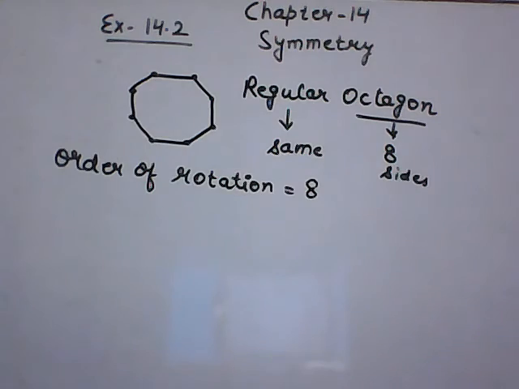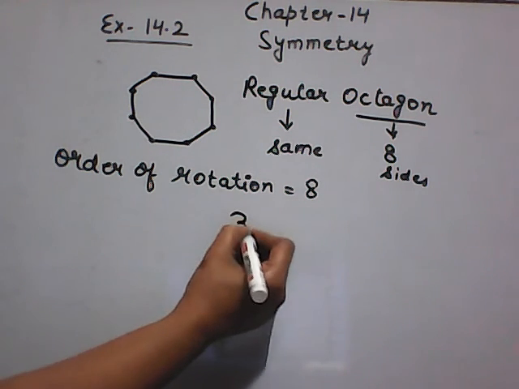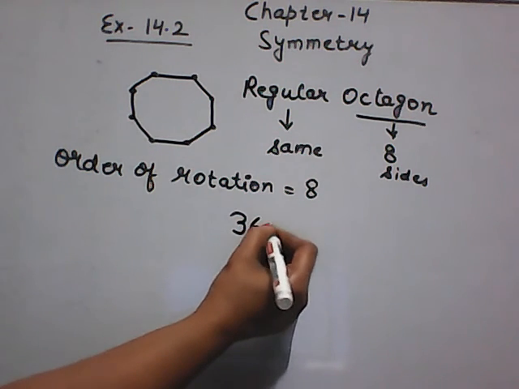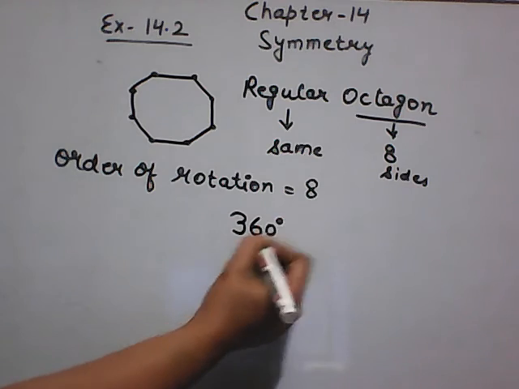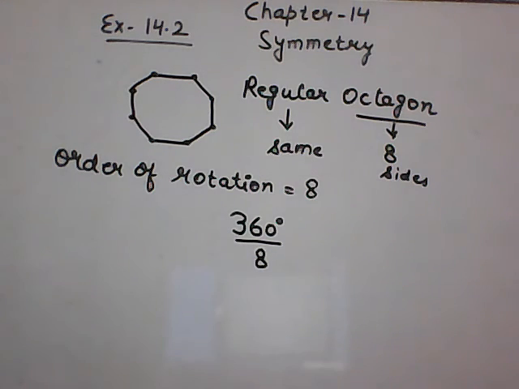As we know, in a complete turn of 360 degrees, the number of times the figure coincides with its original position is called the order of rotational symmetry. Here, suppose you have to find out the angle of rotation. Now, complete rotation is 360. If we divide 360 by 8, then we can find the angle of rotation.